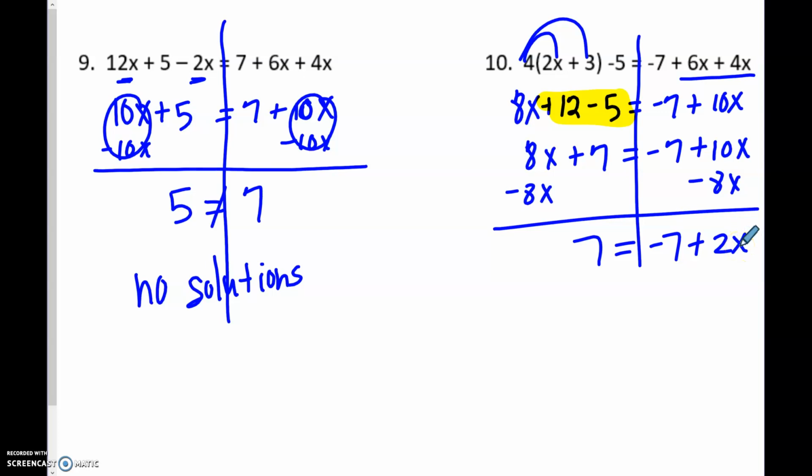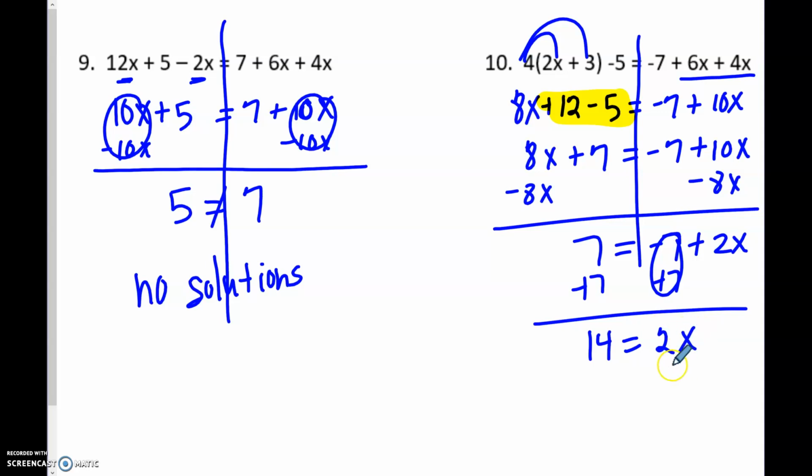All right, what is the next number that I need to move away from the x? What do I need to do? What is my next step? I must add 7 to both sides. So 7 plus 7 is 14. This cancels out, and you're left with 2x. All right, what is my last step here in solving? I need to divide by 2, so 7 equals x.